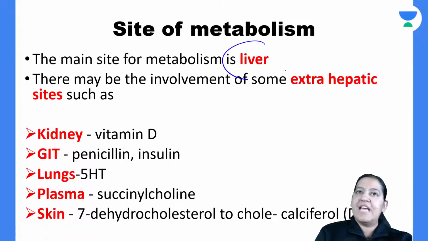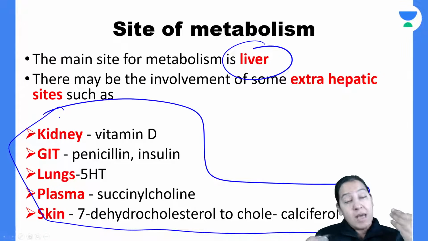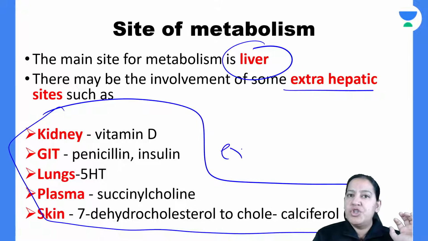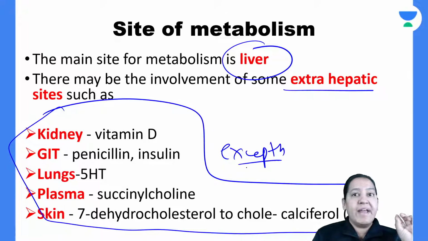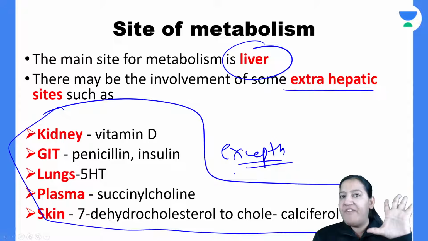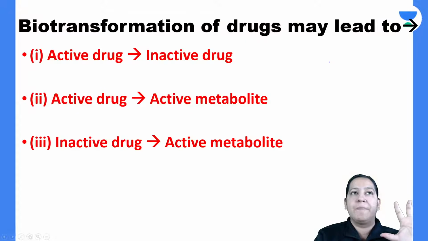It basically takes place in the liver, but for a few drugs there is an exception in which other organs are responsible for metabolism, known as extrahepatic sites. So you should learn the exceptions. In the last lecture I have read all these and explained them to you, but you should know the exceptions. There are only 5 exceptions. And for most drugs, 99% the liver is the organ of metabolism, right?